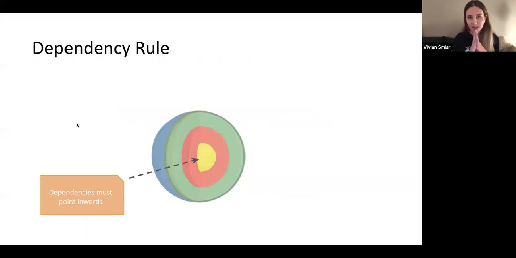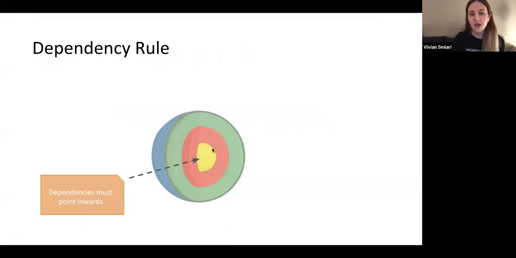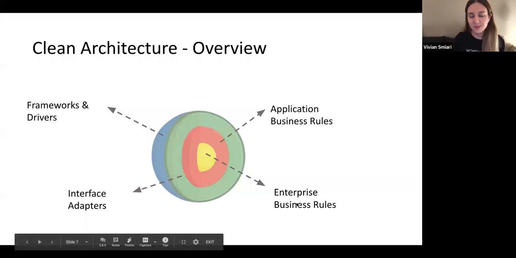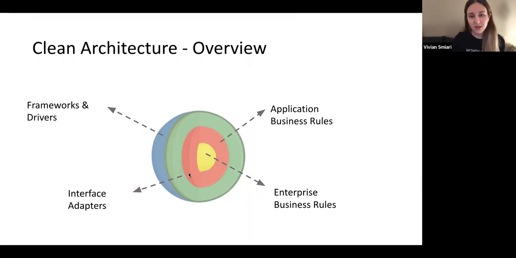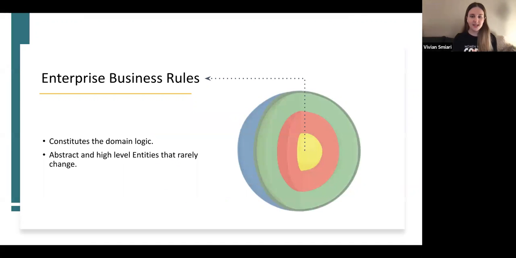One thing that we have to keep in mind when designing clean architecture is the dependency rule, which is that all dependencies must point inwards. This means that, as we saw, the enterprise business rules know nothing about all the other layers, and the frameworks and drivers, which is the outer layer, knows everything about the inner layers. Now let's go ahead and explain what each layer actually represents.